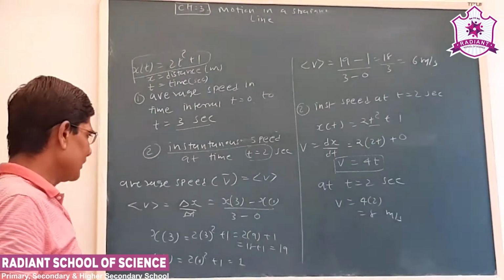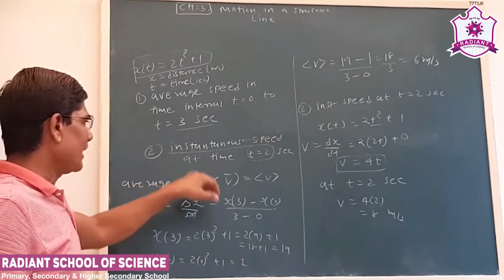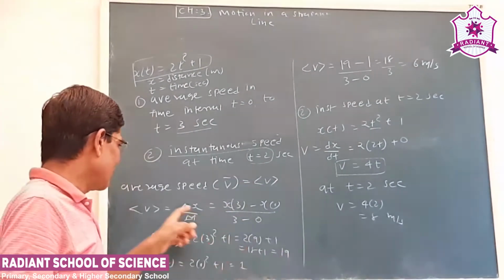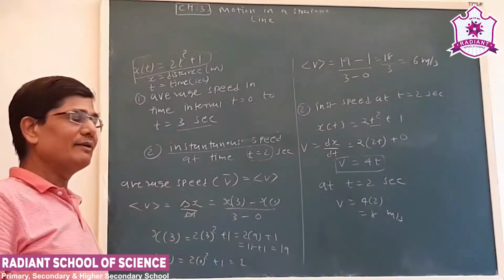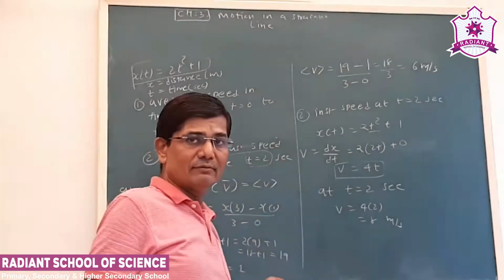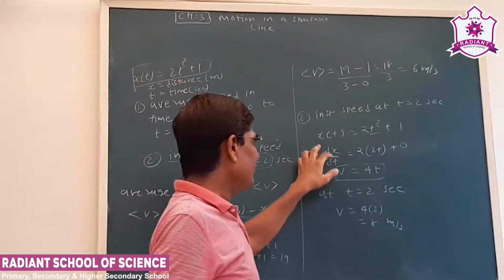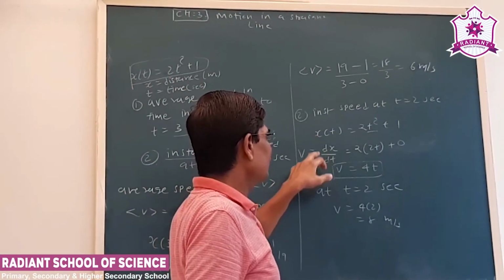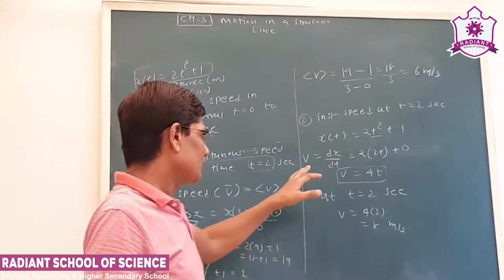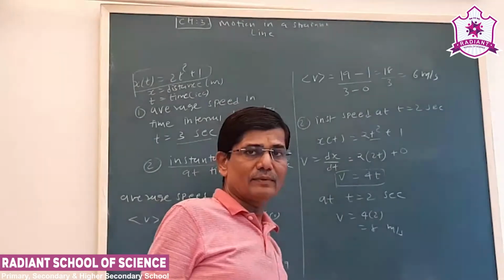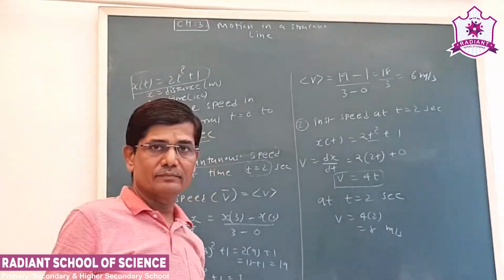Now what we have seen here, average speed in a given time interval will be change in position, that is x2 minus x1 upon t2 minus t1. And whenever we want instantaneous speed, we have to go for derivative. See here we have taken derivative of x with respect to time. Why? We know dx by dt, distance upon time, is the speed. So this is how we can obtain the value of speed.